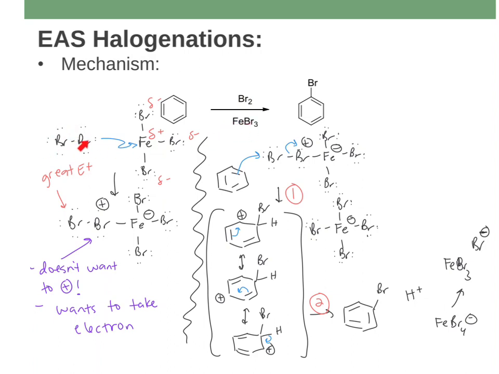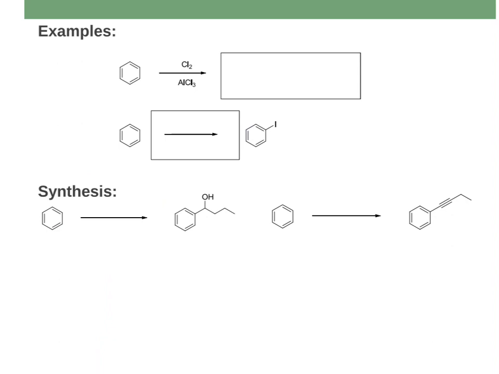So you'd have your Cl2 attack an aluminum with 3 chlorines on it, but then all the rest of this would be identical, exactly the same. So you can look in your book and see that for yourself. Again, I'm not going to ask you the iodination, don't sweat it.